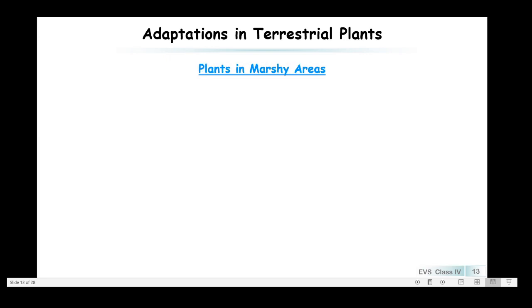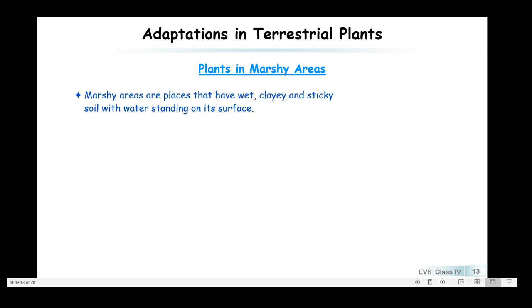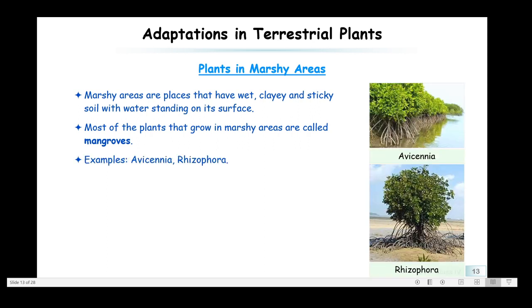So with this we switch over to the plants that are found in marshy areas. Now first of all, what are marshy areas? Marshy areas are places that have wet, clay and sticky soil with water standing on its surface. Most of the plants that grow in marshy areas are called mangroves. So another important term, mangroves. Then examples are Avicennia and Rhizophora.